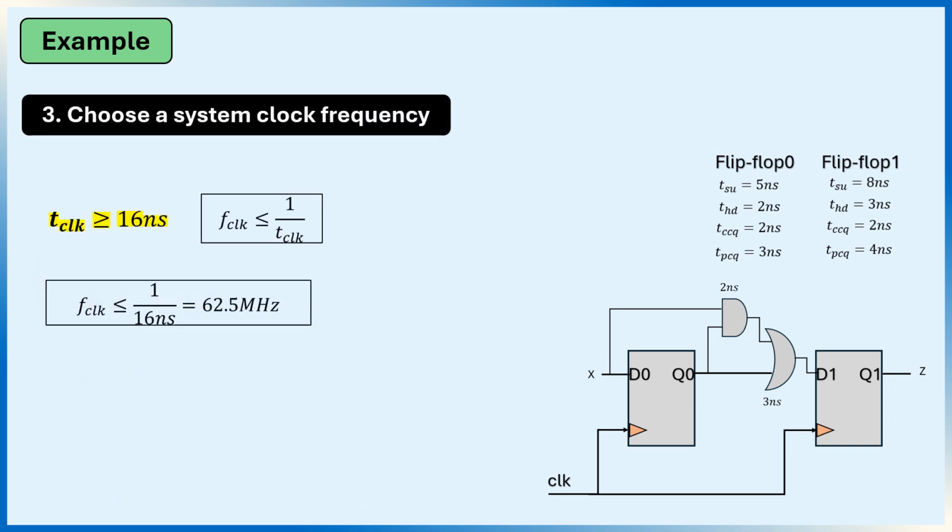Finally, let's choose the system clock frequency. A clock period of 16 nanoseconds corresponds to a maximum operating frequency of 62.5 MHz. That means any clock frequency at or below 62.5 MHz will satisfy the setup constraint of every timing path in this design.